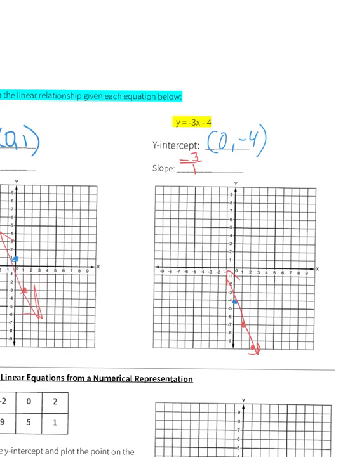Okay, hopefully you finished this one on your own and you got the same answer. Y-intercept, 0, -4. Slope, -3 over 1. Plot my points, 0, -4. Then down 3 over 1. Connect my line. All right, let's move on.